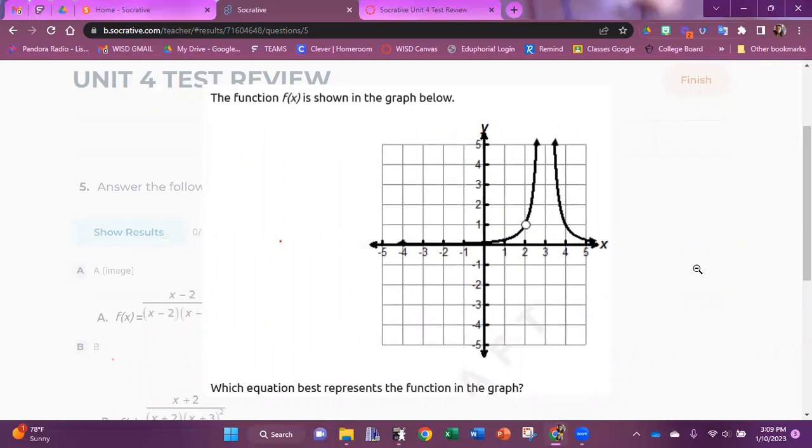Section 4.6, you all love it. Write the equation. Number 5, write the equation. There's a hole in my graph.